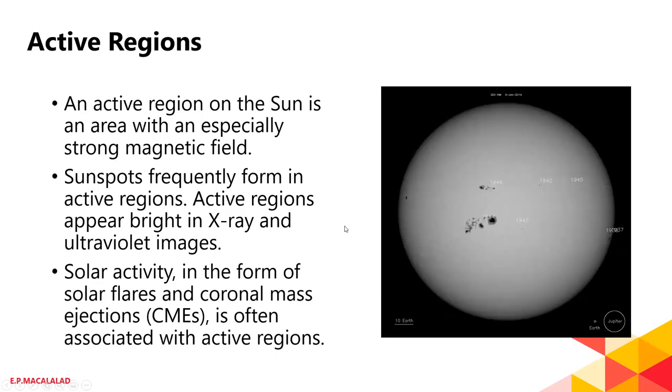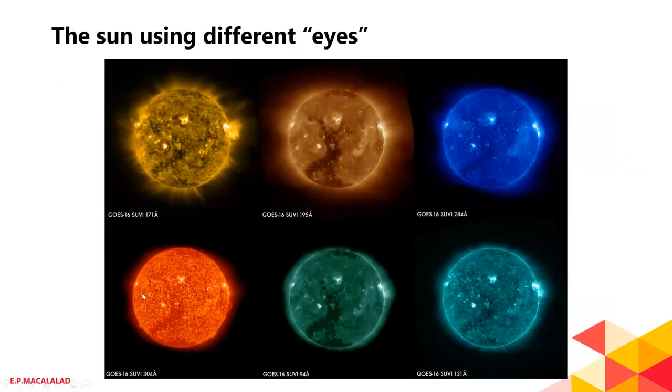Okay. So as I mentioned earlier, an active region of the sun is an area with an especially strong magnetic field. That's why it's called an active region. The sunspots frequently form active regions, and these active regions appear bright in X-ray and ultraviolet images. That's why in this image, which is UV and X-ray, those sunspots are bright. In other words, they emit these frequencies of light, UV and X-ray, with high intensity.